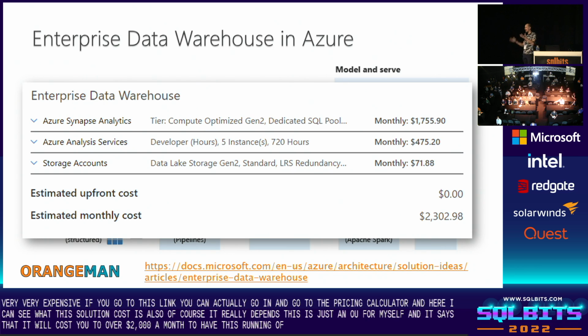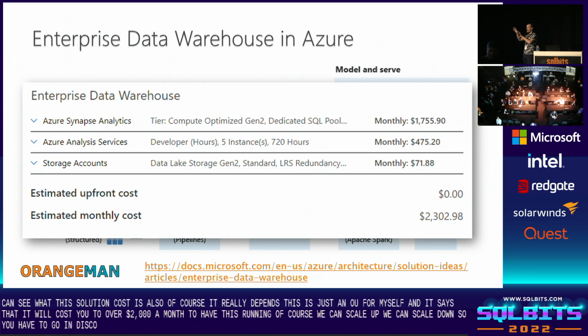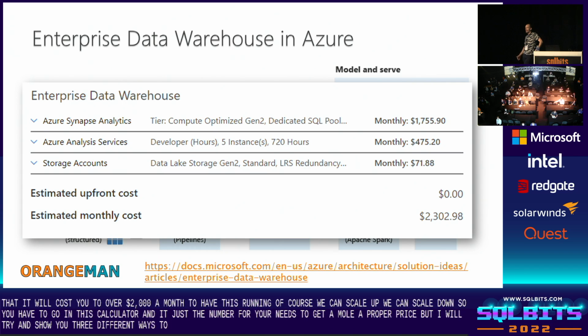Of course, we can scale up, we can scale down, so you have to go into this calculator and adjust the numbers for your needs to get a more proper price. But I will try and show you three different ways to build something that's more like $100 a month instead of this.